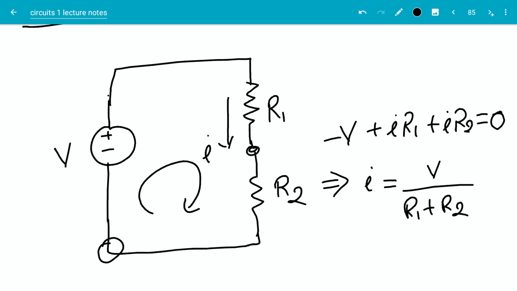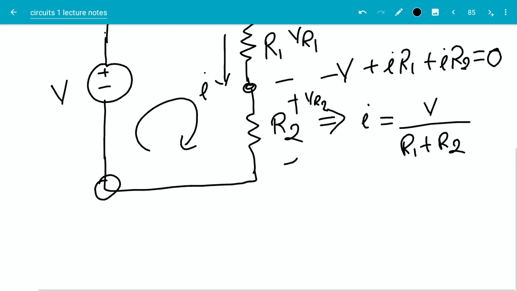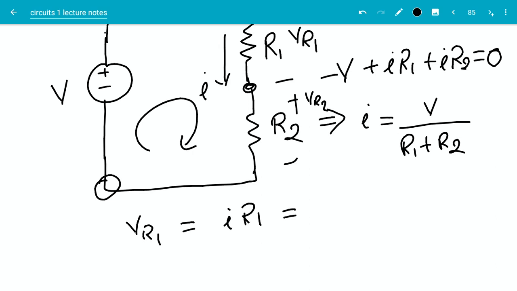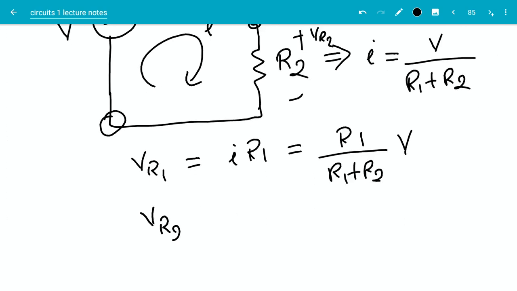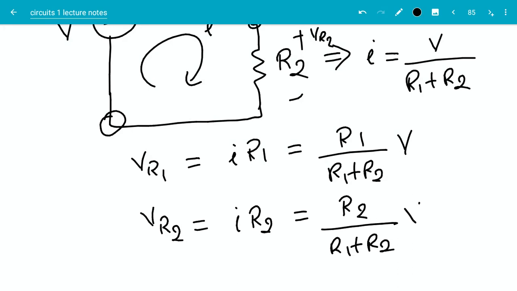Now I want to find out what the voltages are across R1 and R2, VR1 and VR2. Well, VR1 is the voltage across R1, VR2 is the voltage across R2. So again, I just use Ohm's law. VR1 from top to bottom would be equal to I times R1, which will give me R1 divided by R1 plus R2 times the total voltage V, and VR2 is equal to I times R2, which will be equal to R2 divided by R1 plus R2 times V.